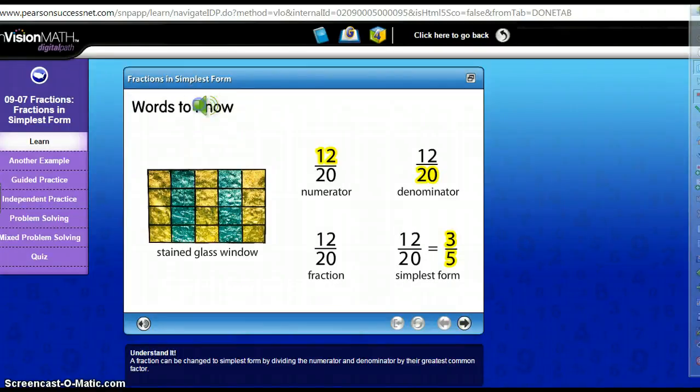Here are your words to know. Stained glass window. Numerator: top number of a fraction. Denominator: bottom number of a fraction. Fraction simplest form: that means as low as a fraction can be reduced.